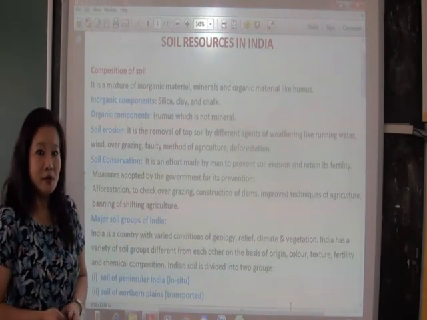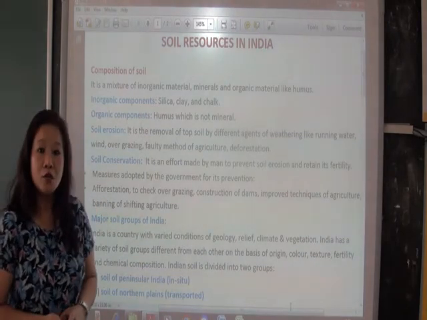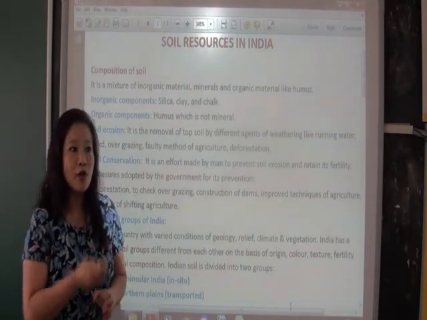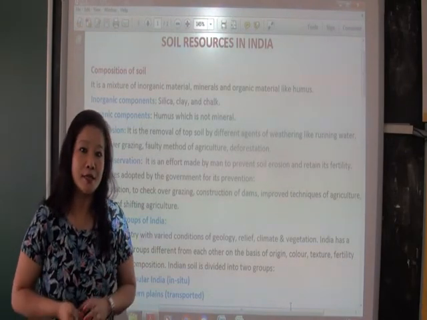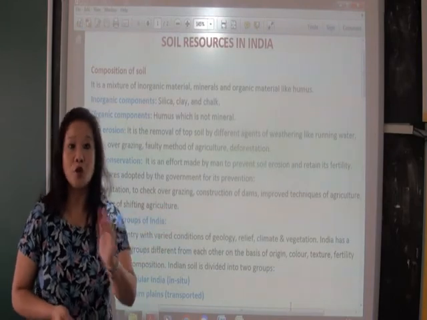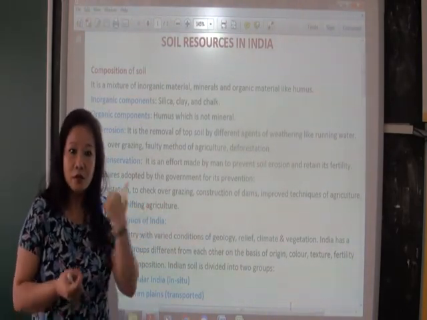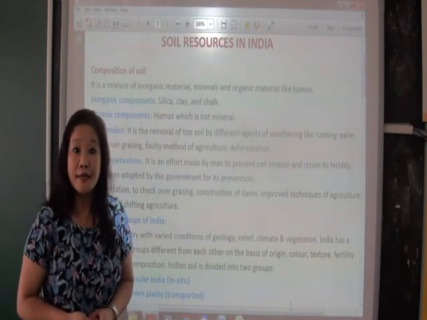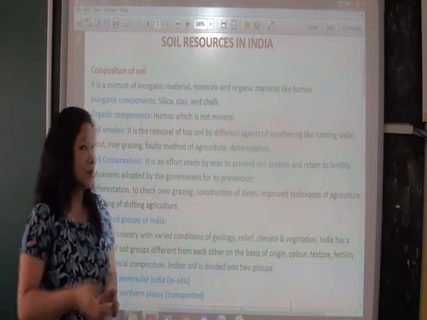Next one is wind. Wind is also another factor which leads to soil erosion. It is the blowing away of the topsoil, especially in the desert and semi-desert regions, because in the arid and semi-arid regions, the type of soil found is sand, and you know sand is loose and porous in structure, okay.